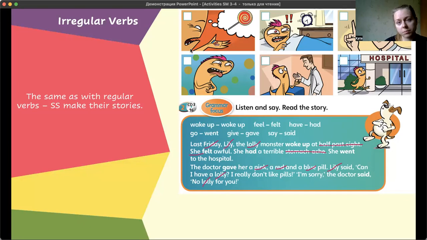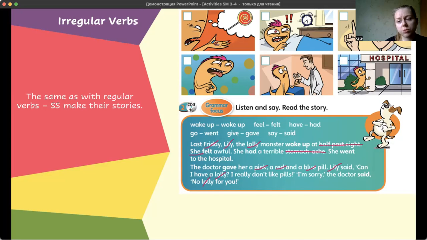But I think that with this task, with number 1, it's not a good idea to work in pairs. So we need to first do it all together and practice, and then let them do free practice.